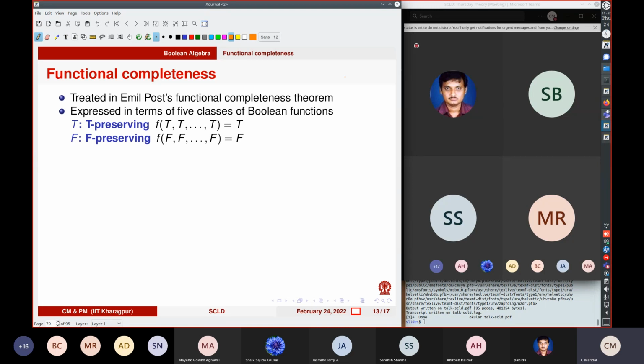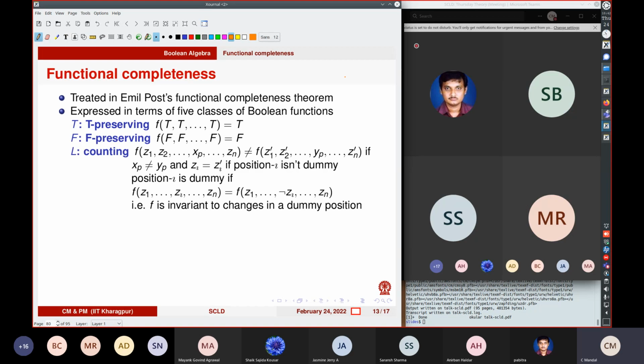Similarly, you have f-preserving. That means if all the variables are assigned the value f, or if all the variables are false, then the value of the function must be false. So that is called a f-preserving function. Again, as you can see, it's a class of functions. A function is f-preserving if this property is satisfied.